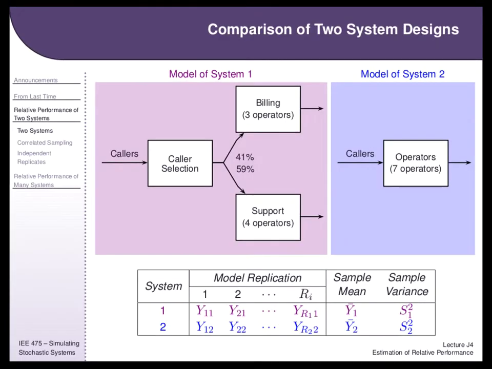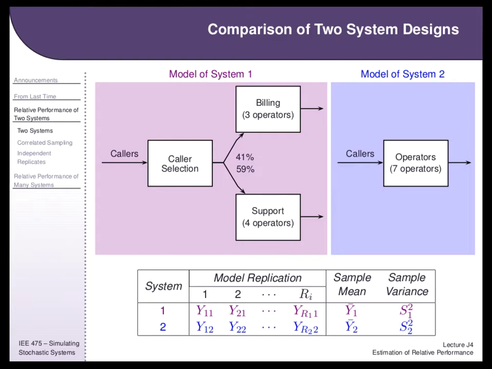And so the picture I want you to think of is, what if I had 2 models? I have a model of system 1 and a model of system 2, and these are hypothetical call centers. In one call center, maybe this is our as-is system. We've got callers that come in, and then they get dispatched either to billing or support. I've got 7 operators here. These 4 can only do support. These 3 can only do billing. Roughly 60% of my calls go to support, and 40% go to billing.